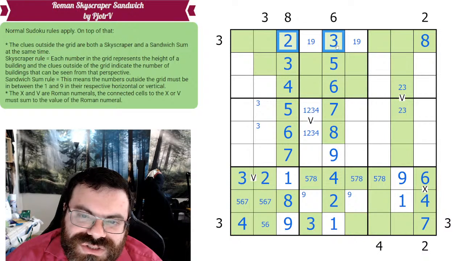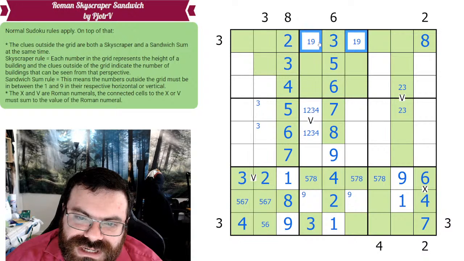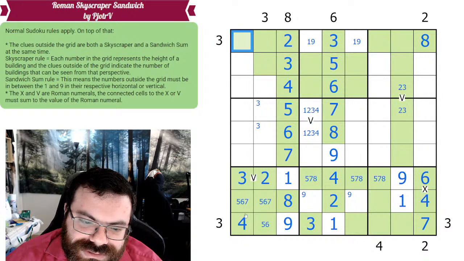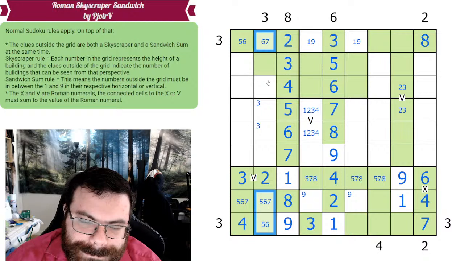Okay, no matter what, this 2 and 3 are going to get hidden. So wherever the 9 goes, these 2 increase. This is at least 5. This is at most 7. So this is 5, 6, and that's 6, 7. We now have a 5, 6, 7 triple here.